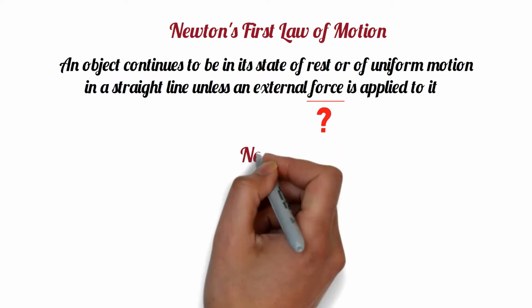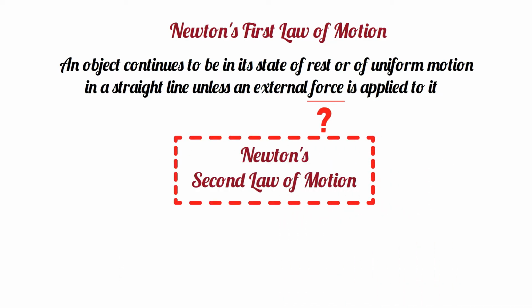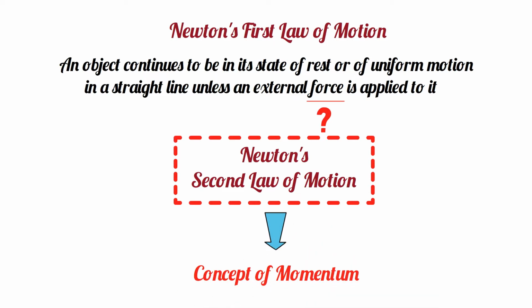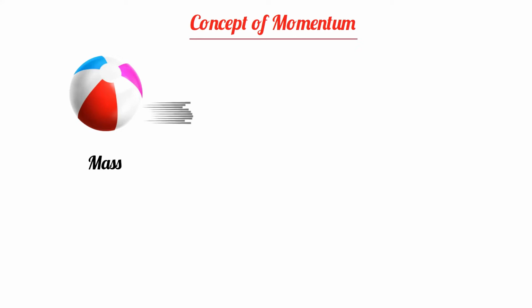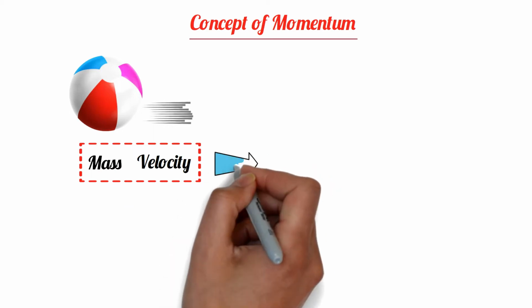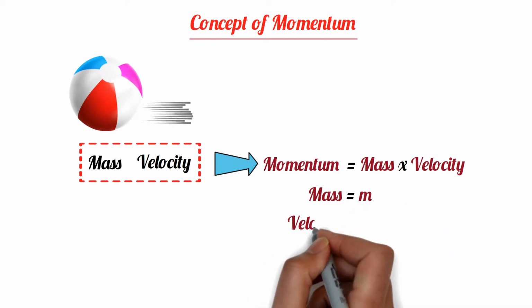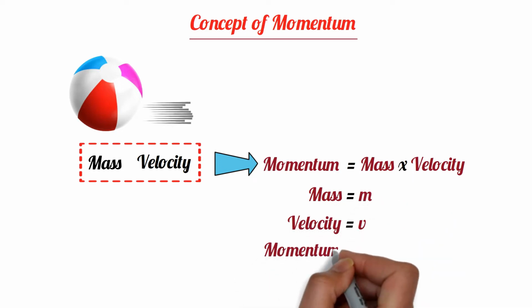We can measure force from Newton's second law of motion. But before getting into Newton's second law of motion, we need to discuss another concept, which is the concept of momentum. Concept of momentum. All objects have mass, and if it is in motion, it also has a velocity. The combination of this mass and velocity gives the object a dynamical property called momentum. The momentum of an object is equal to the product of its mass and velocity. That is, if the mass of an object is m and its velocity is v, then its momentum is mv.